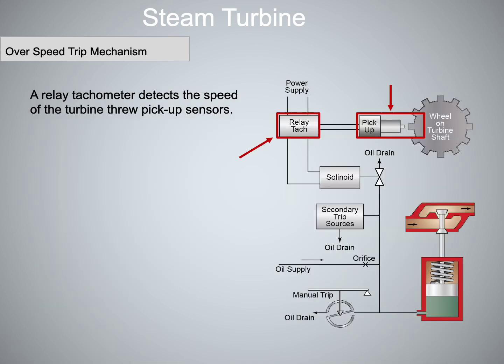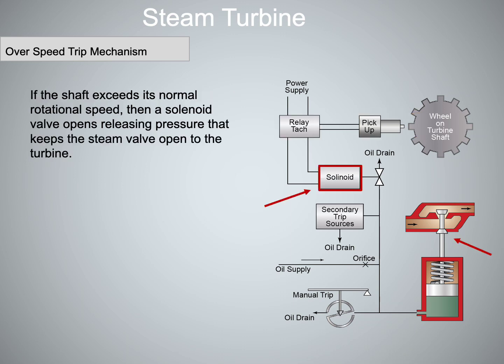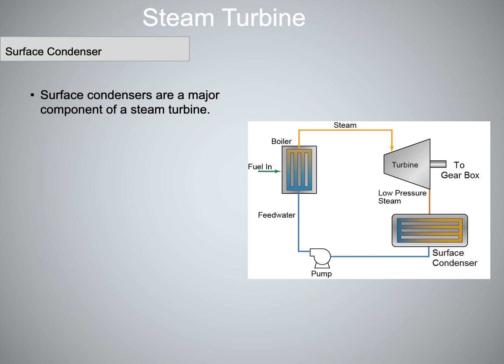A relay tachometer detects the speed of the turbine through pickup sensors. If the shaft exceeds its normal rotational speed, then a solenoid valve opens, releasing pressure that keeps the steam valve open to the turbine. Surface condensers are a major component of a steam turbine.